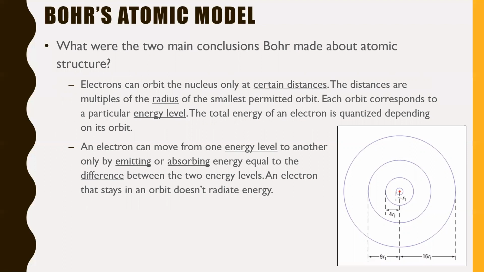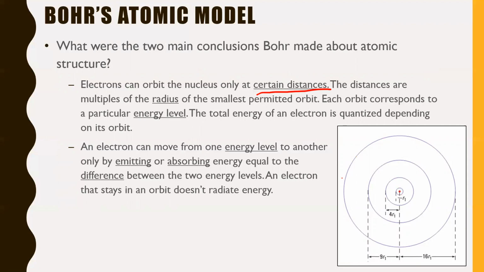Moving on. Now, what were the two main conclusions Bohr made about atomic structure? Well, the first one was electrons can orbit the nucleus only at certain distances. The distances are multiples of the radius of the smallest permitted orbit. Each orbit corresponds to a particular energy level. The total energy of an electron is quantized depending on its orbit. In plain English, what that first thing is saying is it's not a full-blown planetary model and they're not all spinning in all different directions. It's more that they appear in shells. So they'll appear at certain distances from that central nucleus.